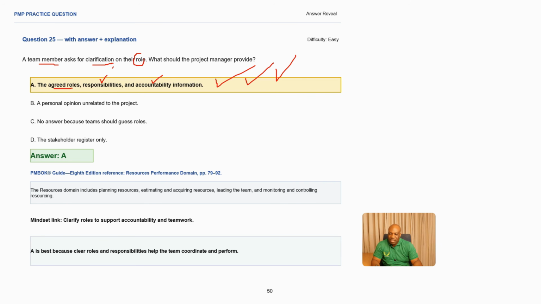And what is our reference in our PMBOK? We reference the resources performance domain, which is on page 79. What does it say? The performance domain includes planning resources, estimating, acquiring resources, leading the team, and monitoring and also controlling resources. So what is our mindset? We need to clarify roles to support accountability and teamwork. This is very important as a project manager. Always clarify the roles to all your team members, making A the best answer, because the clearer the roles and responsibilities, they help the team to coordinate and even perform better, making A the best answer.